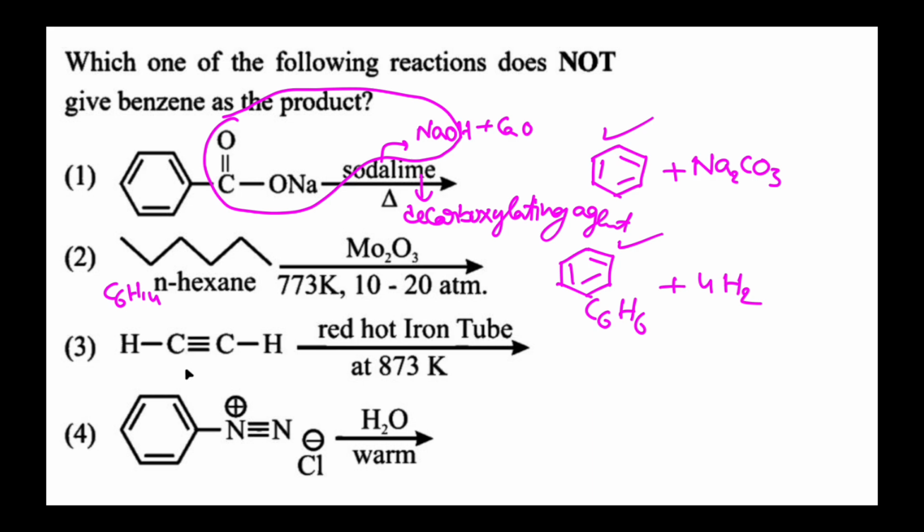In the third option, this is acetylene or ethyne. Acetylene is passed through a red hot iron tube at 873 Kelvin temperature. What is the product formed? We know very well, 3 moles of acetylene are passed through a red hot iron tube.